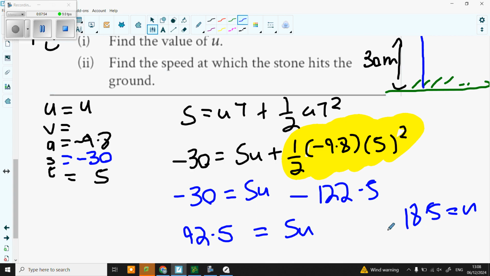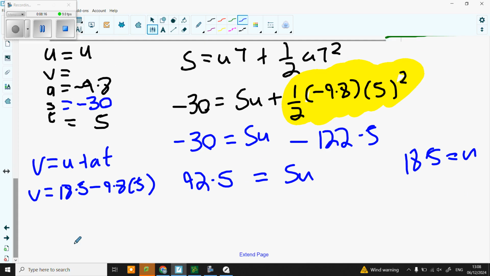Find the speed at which the stone hits the ground. Well, that's a difficult one. Actually, is it just V equals U plus AT? Why does V have to be negative? Because when you hit the ground, you're actually going downwards, not upwards. So we can say V equals 18.5 going up minus 9.8 times 5. Chuck that in the calculator for me. I think it's minus 30.5, but just make sure. Is it? Sorry.